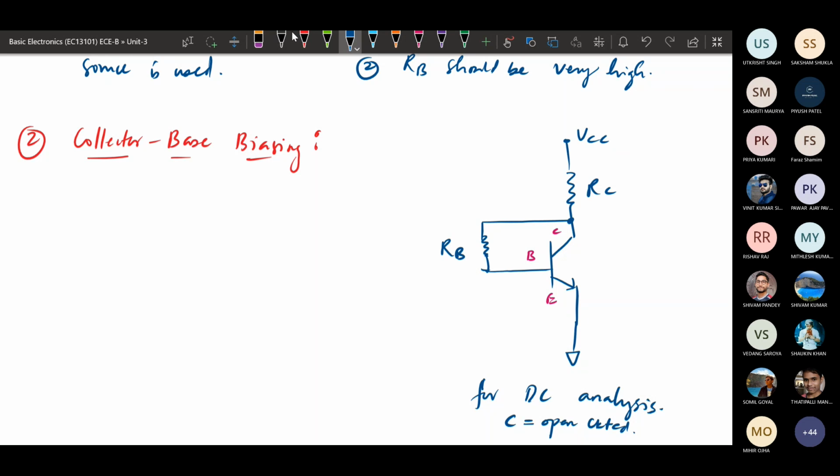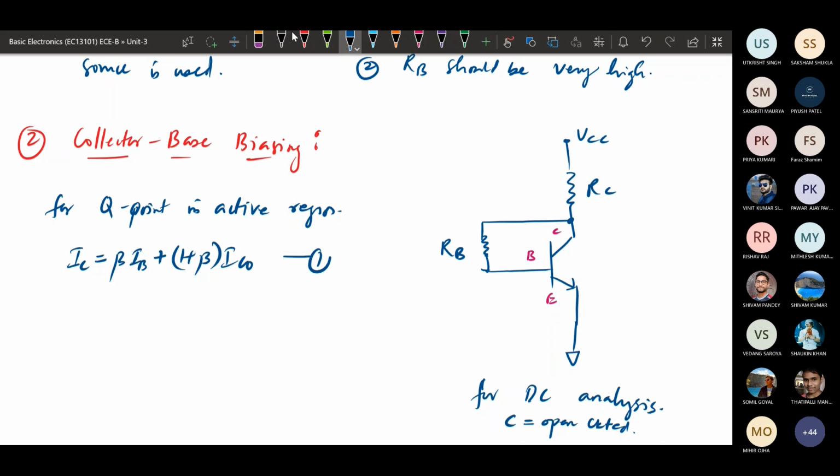Now here we are going to define the active region. For calculating the Q, or quiescent point, in the active region, the equation will be, this is the common emitter case, IC equals beta times IB plus 1 plus beta ICO. Suppose this is equation 1.